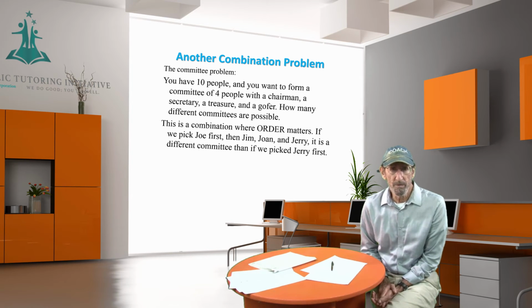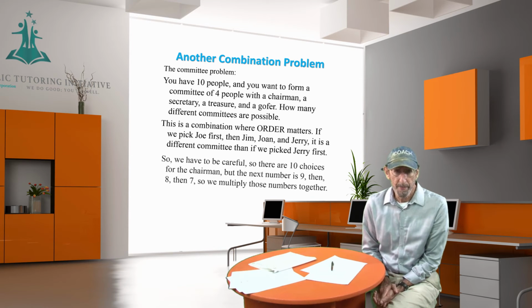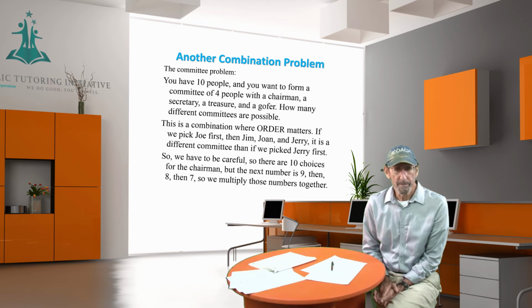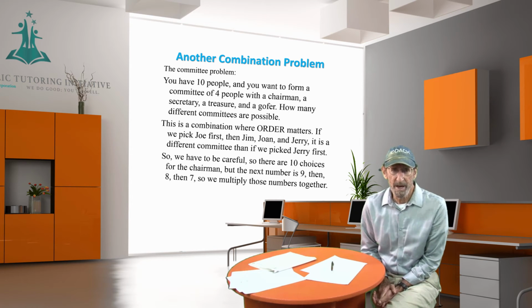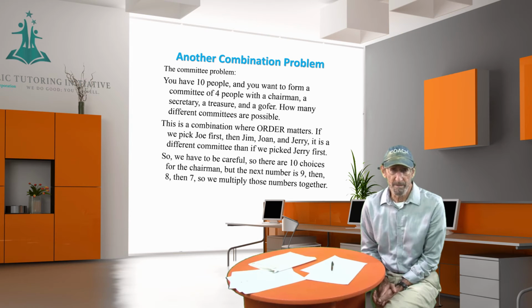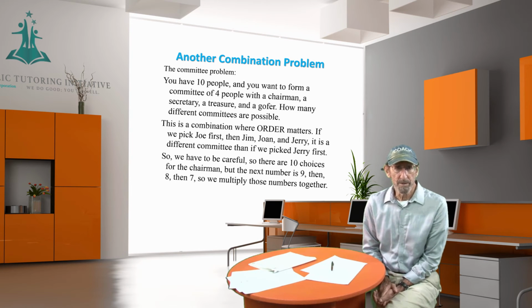If we pick Joe first, and he's the chairman, then Jim, Joan, and Jerry, it's a different committee than if we pick Jerry first. Now be careful. There are 10 choices for the chairman, but the next number is 9 because we already picked 1, then 8, then 7. So you just multiply those numbers together.